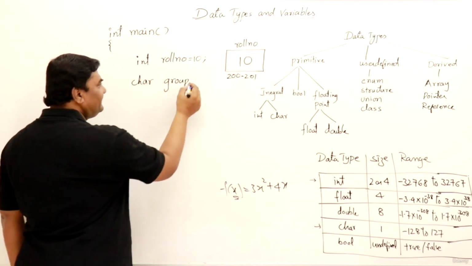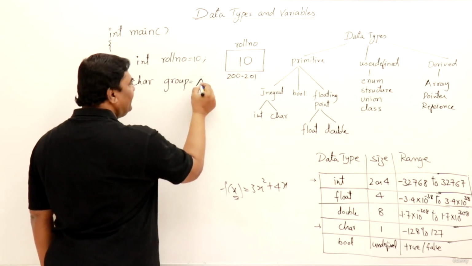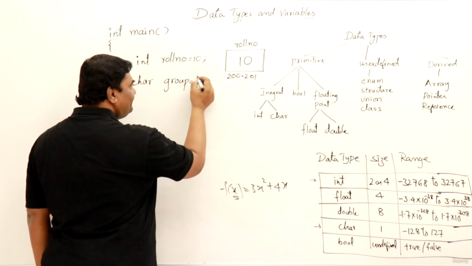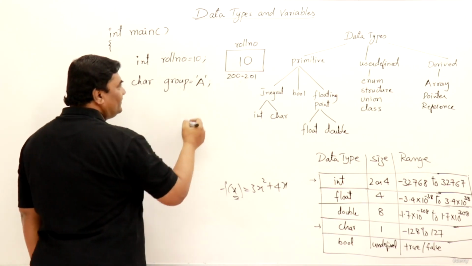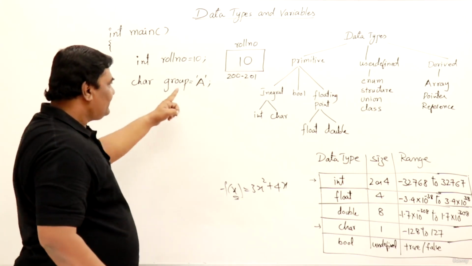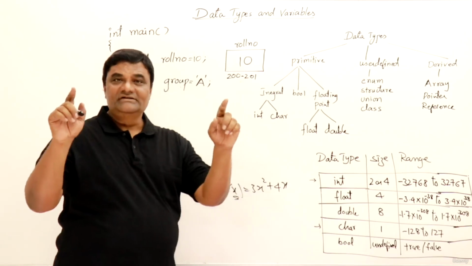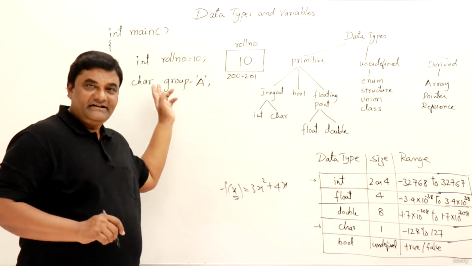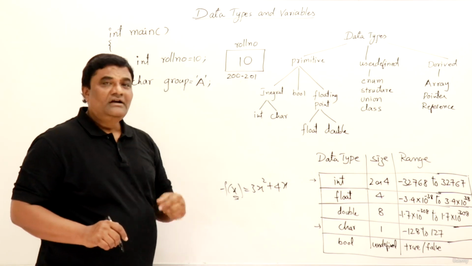And I want to initialize it. Okay, you can initialize A. Now one thing we learn here: you cannot write it simply like this. You have to give it in quotes. So every character type variable should be enclosed in single quotes. It should be in single quotes. So this is the declaration and initialization.